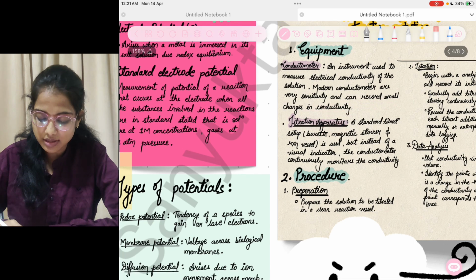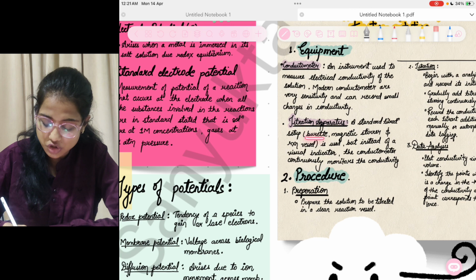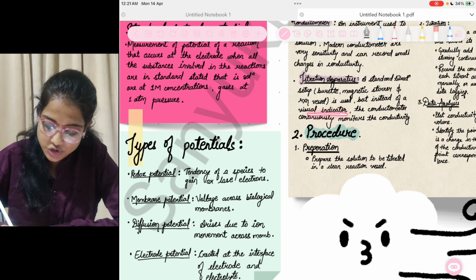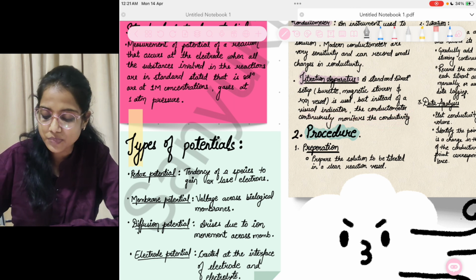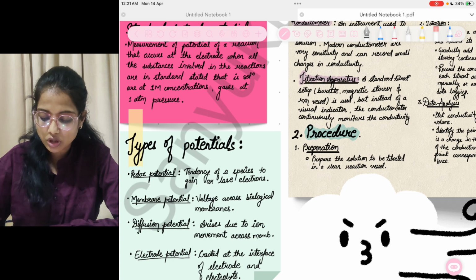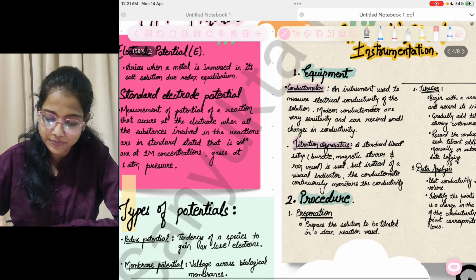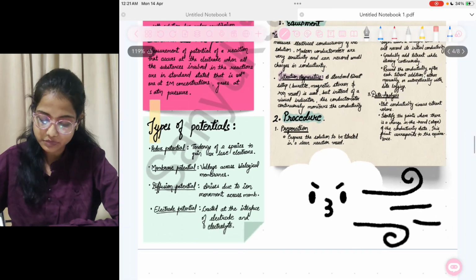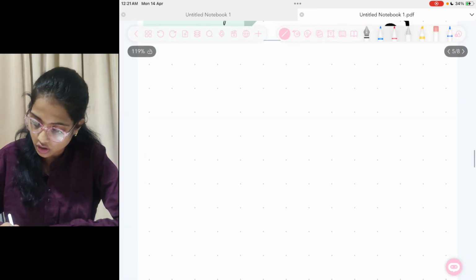Titration apparatus will consist of a burette, magnetic stirrer, and reaction vessels. It is used, but instead of visual indicators, the conductometer continuously monitors the conductivity. Basically, what it is saying is that in this process we don't use indicators. So let's draw.